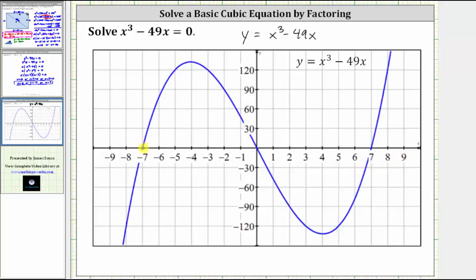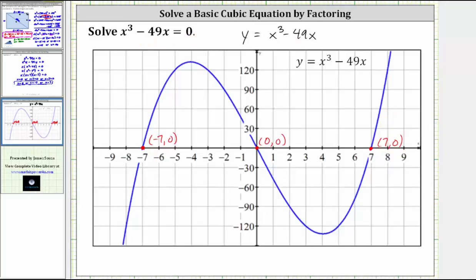Looking at the graph, notice this point would be the ordered pair negative 7, 0. So when x is negative 7, y is 0, which is a solution to our equation. This point on the graph is the origin, where we have 0, 0. When x is 0, the y value is 0, which gives us a solution to the equation. And then finally, this point here is represented by the ordered pair 7, 0, telling us that when x is 7, y is 0, which again gives us a solution to the equation.